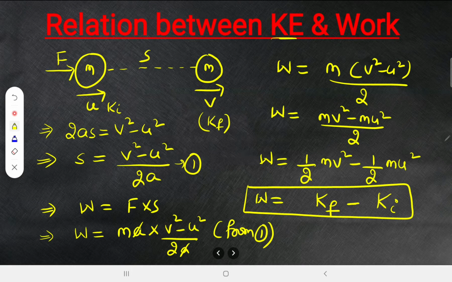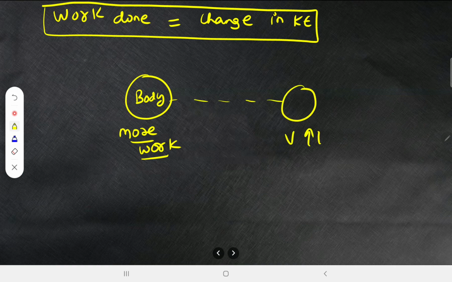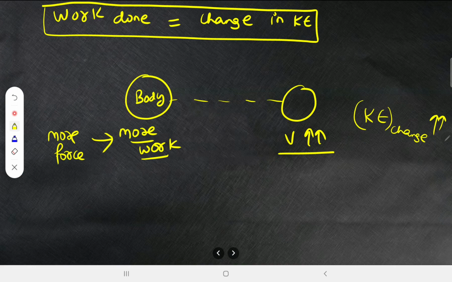Now observe this. If you're doing more work, for example there is a body here, if you apply more force and do more work on this body, if you push it very hard, don't you think its velocity will increase more? If its velocity is increasing more, definitely there is more change in kinetic energy. Try to understand this. More force means more work. More work means more velocity, which means more change in kinetic energy. That is the meaning of it.